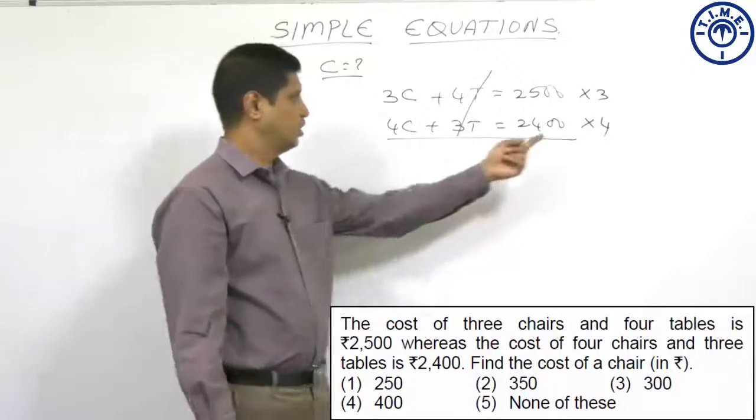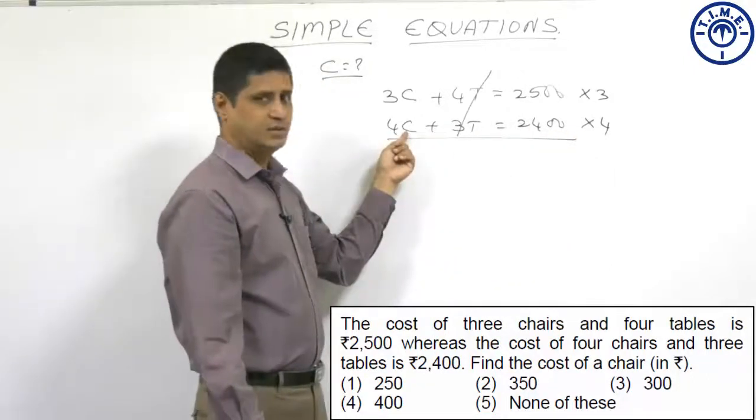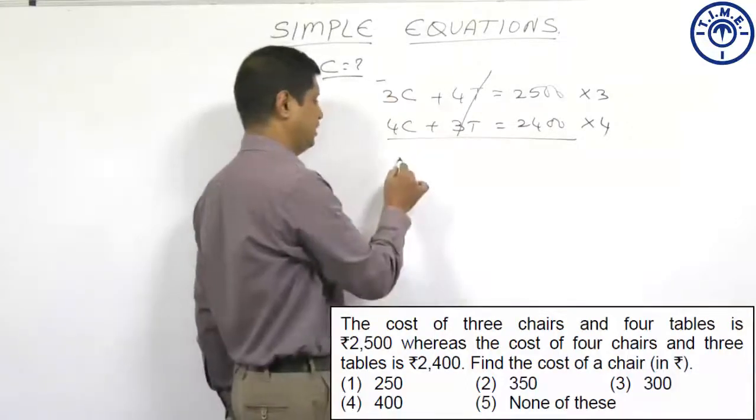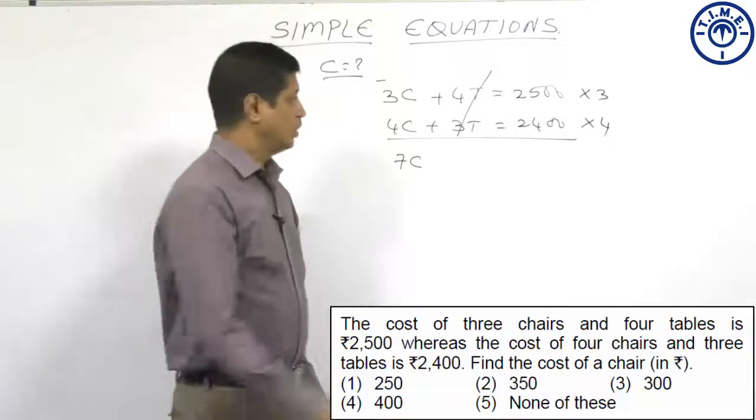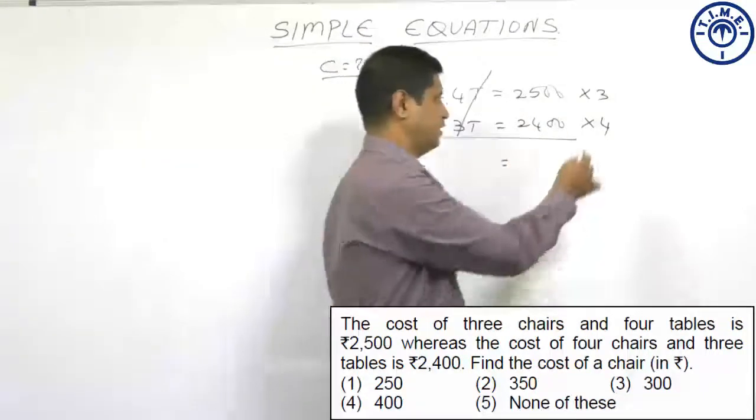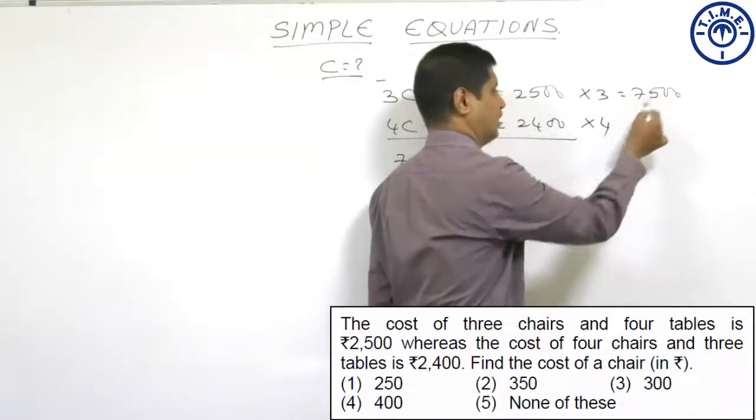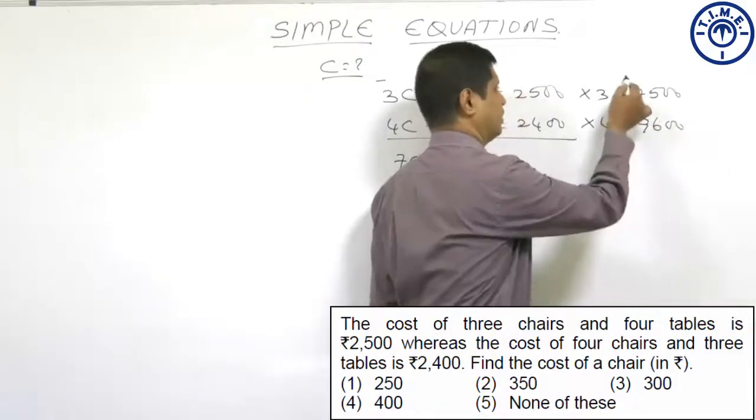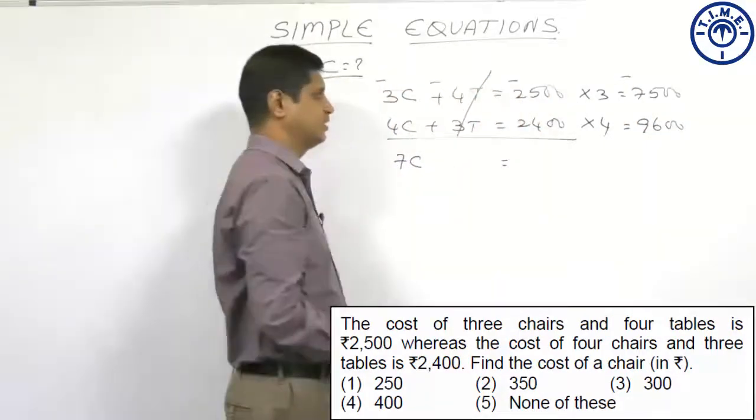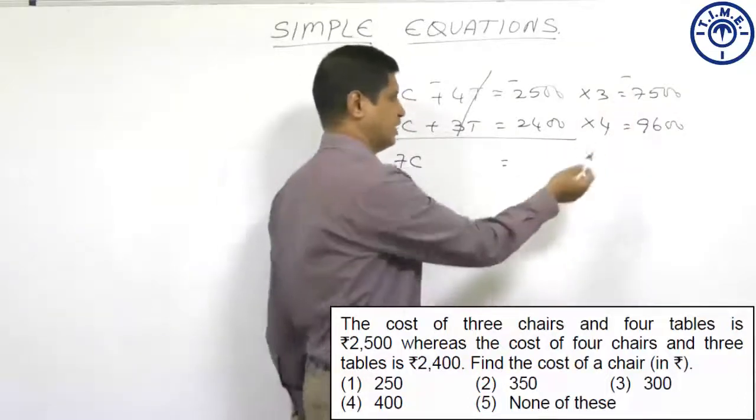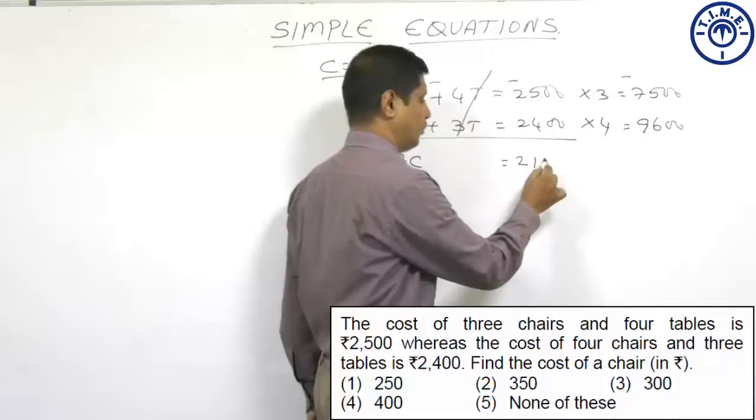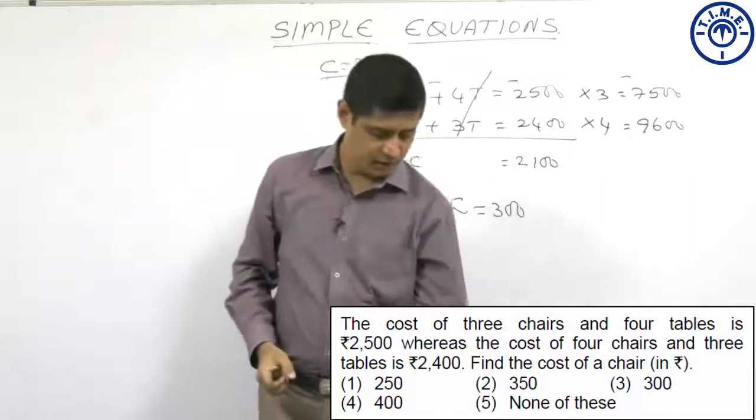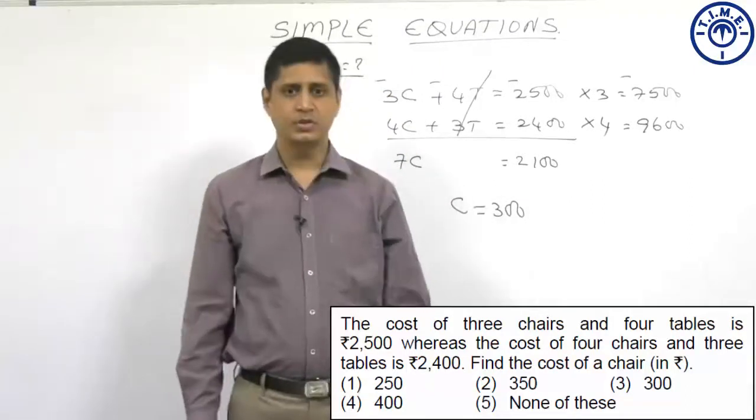Observe the equations here. 4 times 4 is 16, 3 times 3 is 9. 16 minus 9 is 7c. Now what is the value of 3 times 2500? It is 7500. The product of 4 and 2400 is 9600. Now when you subtract, what is the result? The difference of these two values, 9600 and 7500, is 2100. So what is the cost of a chair? It is rupees 300. The right choice for this question is option 3.